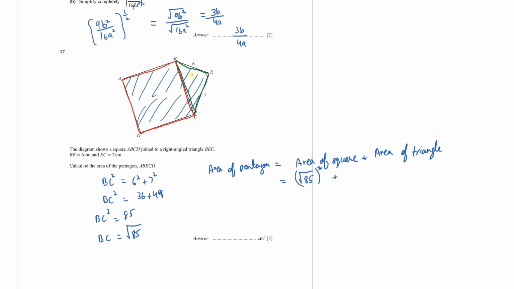Plus area of triangle will be 1 by 2 into base is 7 and height is 6. So this square root and square cancel out. So we get 85 plus 7 times, I can cancel this with this, 7 threes are 21. So 85 plus 21 will be 106. So the area of pentagon is 106 centimeter square.